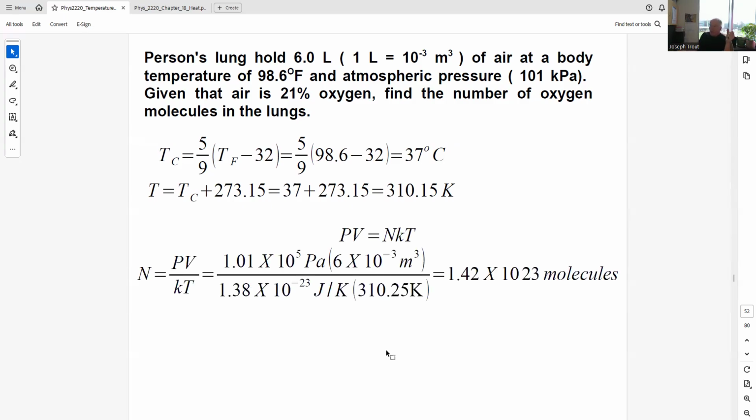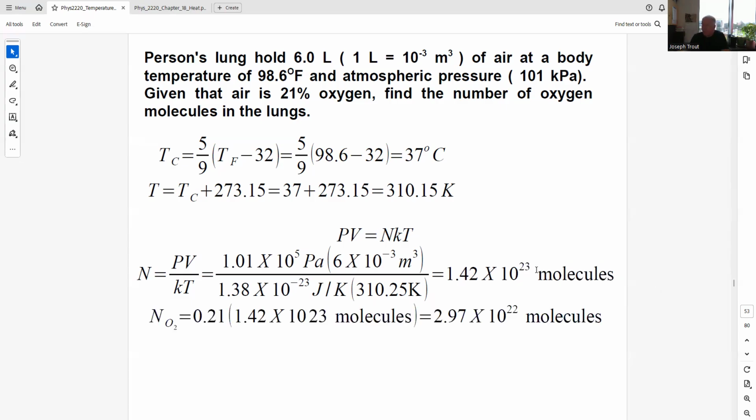We know that the number of molecules is PV over kT. So we plug in, and don't forget, the pressure has to be in pascals, and it was given up here in kilopascals, so don't forget to multiply by 1,000. And the volume has to be in meters cubed, so convert that to meters cubed. Boltzmann's constant is 1.38 times 10 to the minus 23. So we end up with about 1.42 times 10 raised to the 23 molecules.